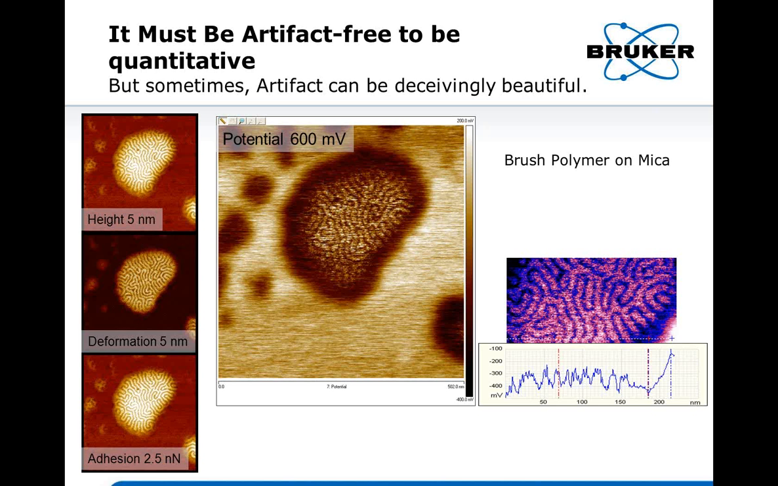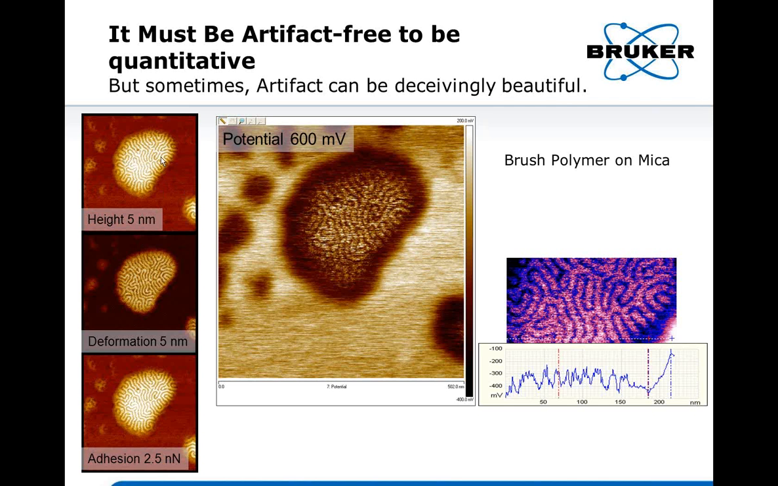quantitative KPFM. To be quantitative, it must first be artifact-free. That's our ideal, to make the mode free of artifact. But sometimes we notice artifact can be deceivingly beautiful. For example, here we did PeakForce KPFM on a brush polymer.